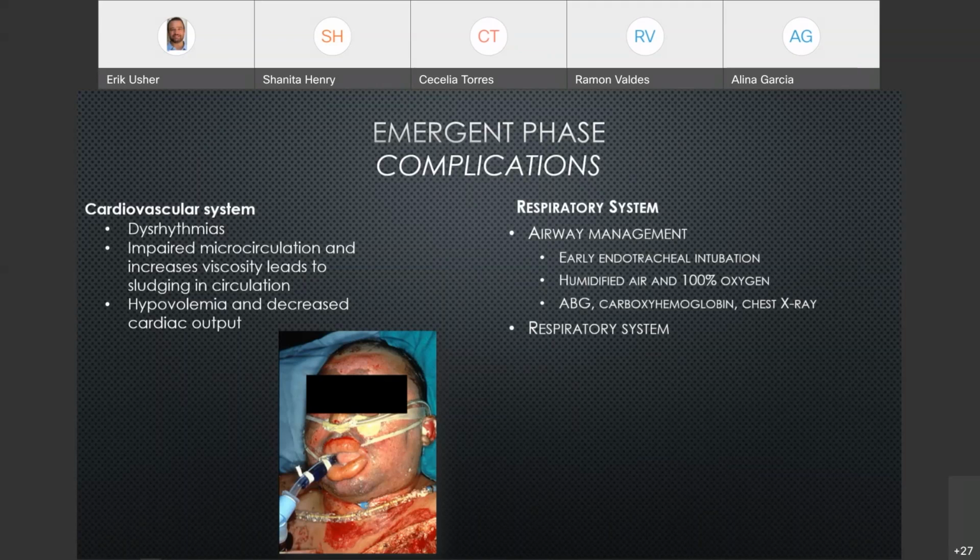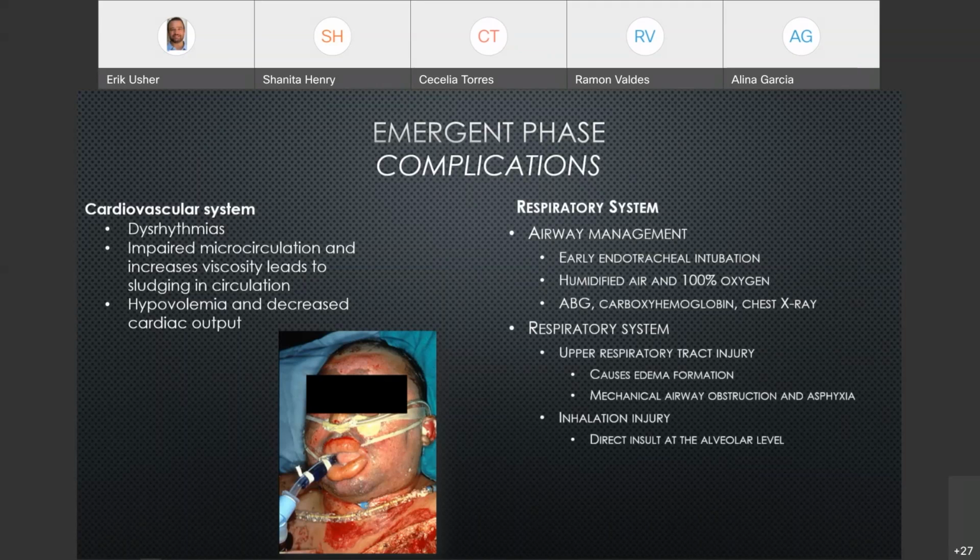The respiratory system, again, upper respiratory tract injuries cause edema formation. This picture is a classic sign of that: mechanical airway obstruction and asphyxia. If this guy wasn't intubated early, he's going to have real problems. He's not going to move any air. With inhalation injuries, there's a direct insult to the alveolar level, so interstitial edema is there, and they may not exhibit signs initially. It may manifest 24 hours later. And then they can be subject to pneumonias, pulmonary edema, and ARDS.